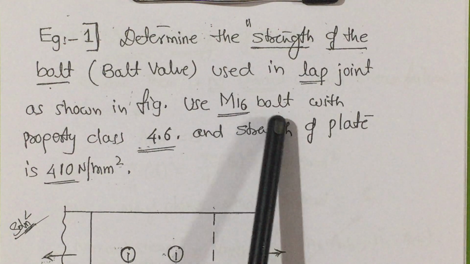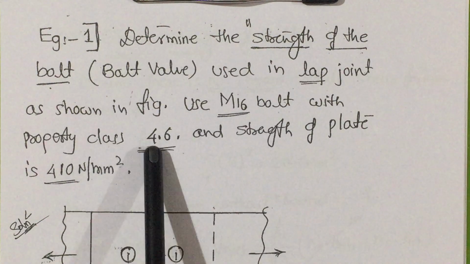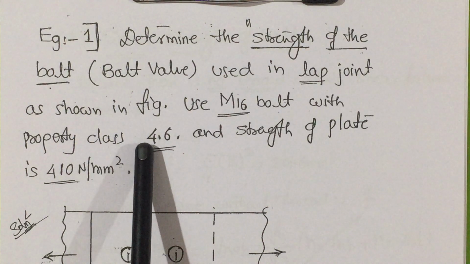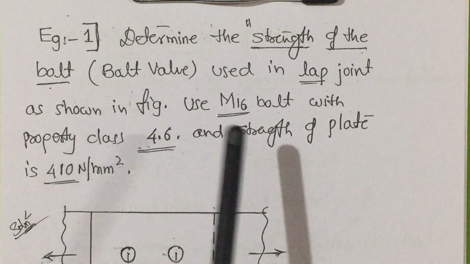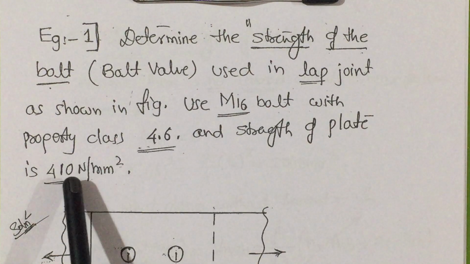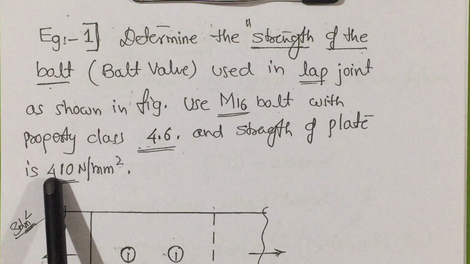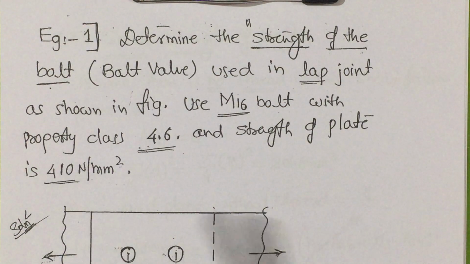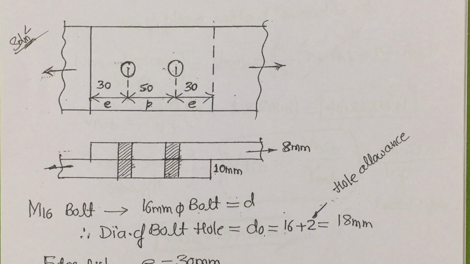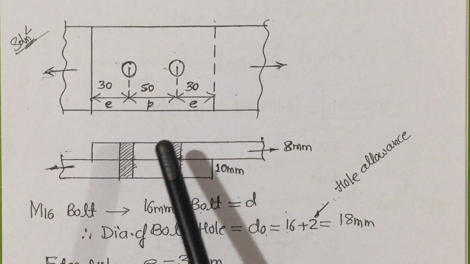They have given M16 bolts, that is, the diameter of the bolt is 16 mm, then property class 4.6, then the ultimate tensile stress of the bolt is given by 4 into 100, 400, and the strength of the plate is 410 Newton per mm square. Sometimes this strength of the plate will not be given, but you should know the strength of the plate will always be 410 Newton per mm square. Okay.